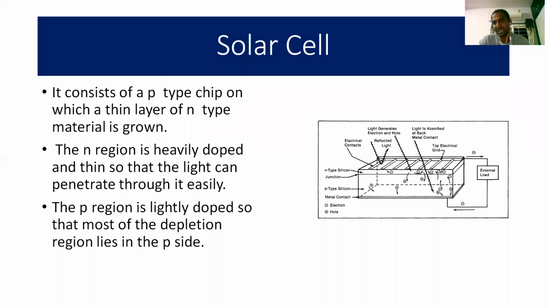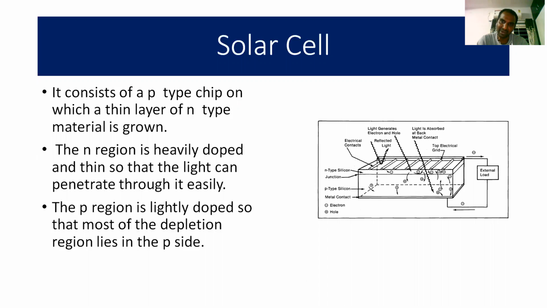You can see the diagram representing the solar cell, and with the help of the diagram, I am going to explain how that solar cell operates. It consists of a P-type chip on which a thin layer of N-type material is grown. At the bottom we have P-type silicon, and on the P-type silicon we grow the N-type silicon in the form of a layer. The N region is heavily doped and very thin, so that light can penetrate through it easily. Observe in this diagram, the N region is at the top and it is heavily doped. At the same time, it is very thin.